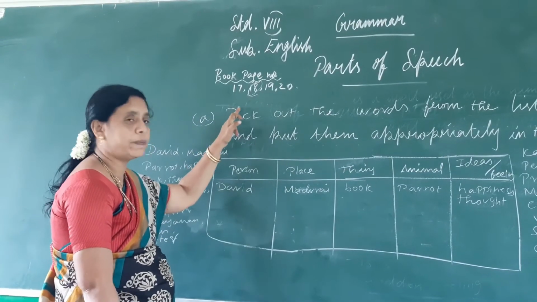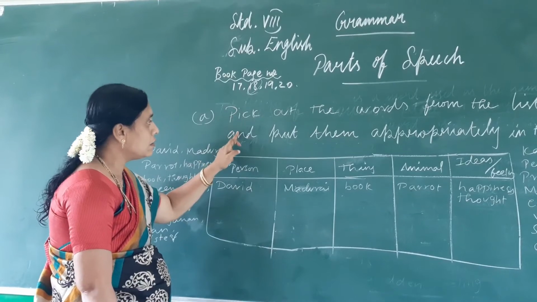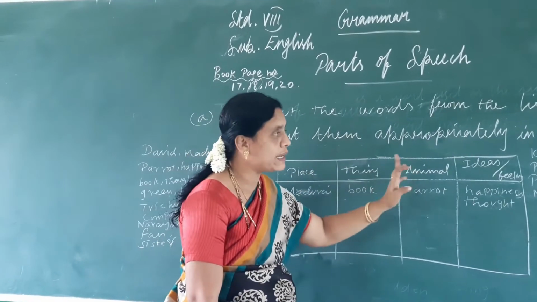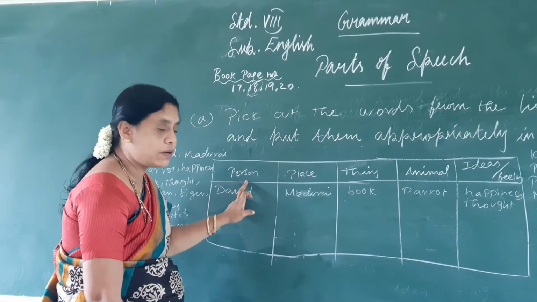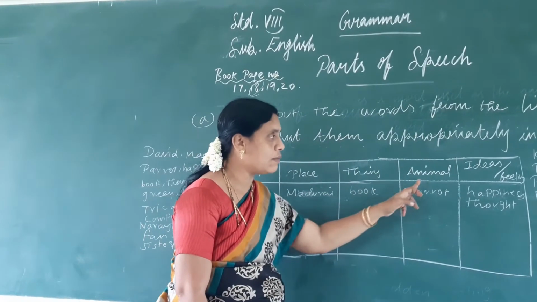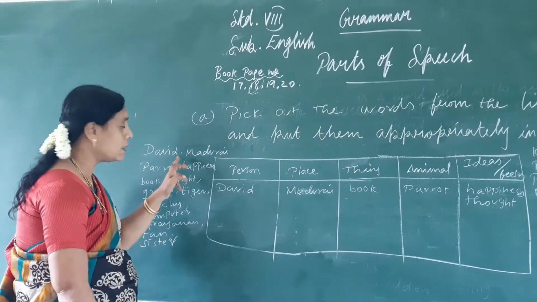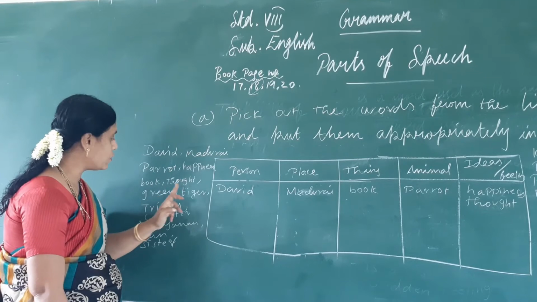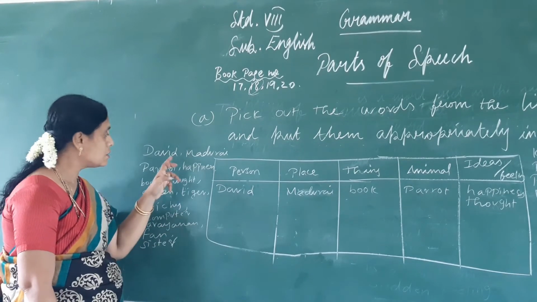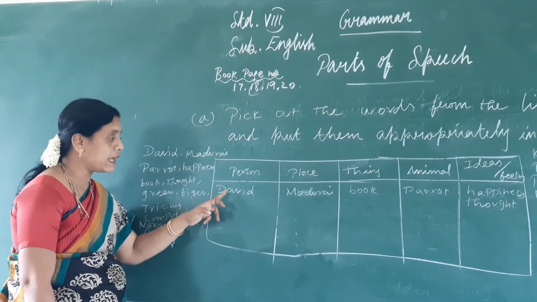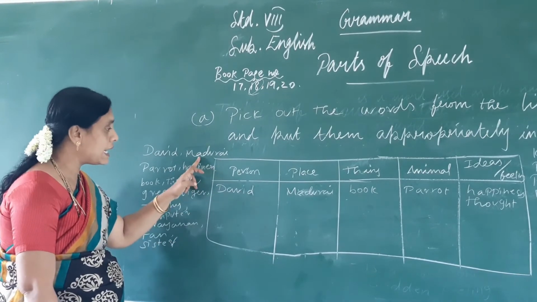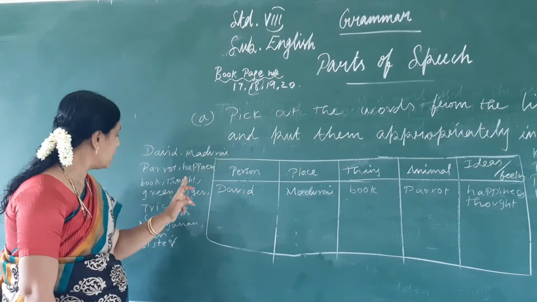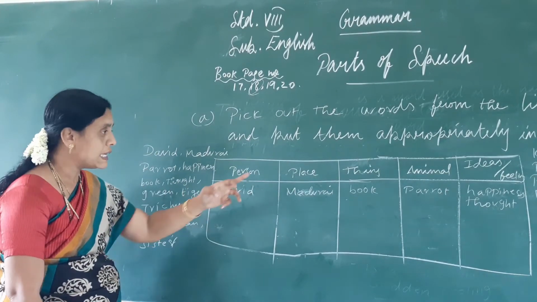Now, in your book page number 18, the first exercise is: pick out the words from the list and put them appropriately in the table. Here they given person, place, thing, animal, ideas and feelings, and some words for you: David, Madurai, parrot, happiness, book, thought, green, tiger, like this. David is the name of the person, you write here. Next one, place, Madurai. And here thing, book. Here thought.